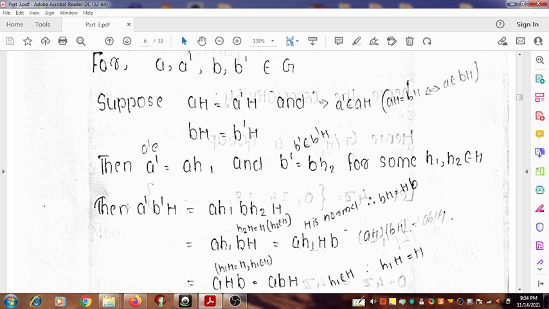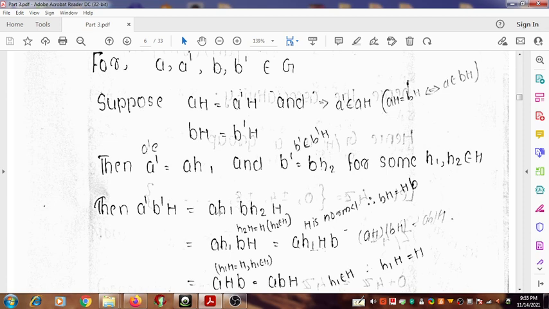Then we take A prime B prime of H, and that is actually equal to A prime H dot B prime H. A prime B prime of H is equal to, replacing A prime by AH1 and B prime by BH2, AH1 BH2 H. And now you can see that there are four elements. All these four elements belong to the same group G.